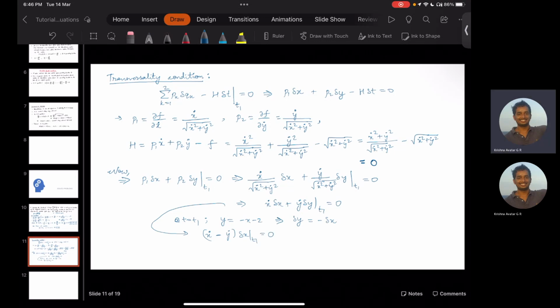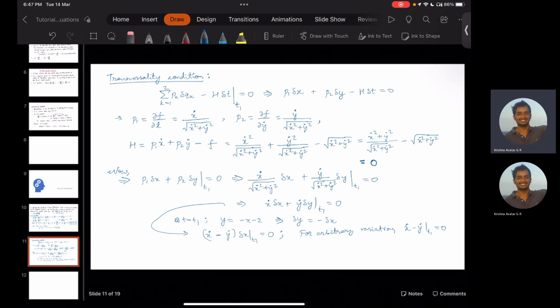So for arbitrary variation, obviously delta x cannot be 0, right? Del x at t is equal to t1 is not 0 for arbitrary variations. So this simply means that x dot minus y dot at t is equal to t1 is equal to 0. So this is our conclusion from here, from this mathematical statement.